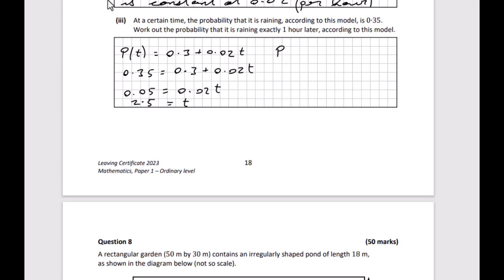So 1 hour later, we need the probability of it raining at 3.5 hours after the start of the day. So that's going to be 0.3 plus 0.02 times 3.5. So when you do that, you get 0.37. Now the other way of doing this is just to look at what we did in the previous question. We know that the rate of change of the probability is 0.02 per hour. So in other words, if the probability at the moment of it raining is 0.35, 1 hour later, the probability is going to have increased by 0.02. So that also gives us 0.37.